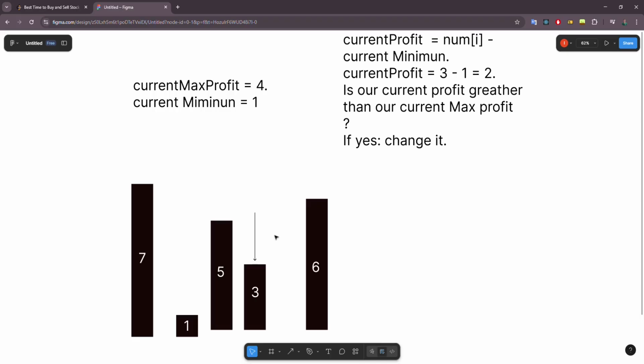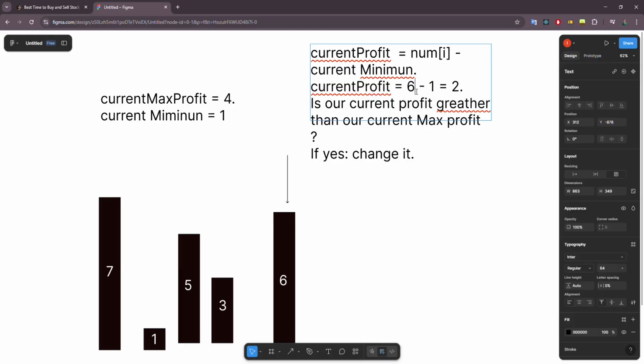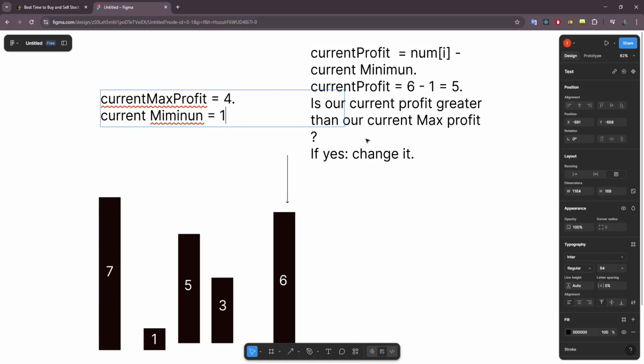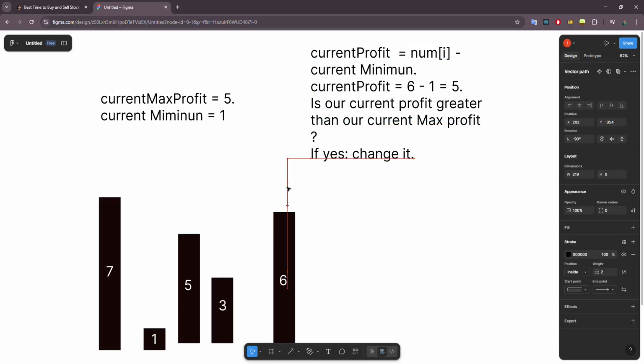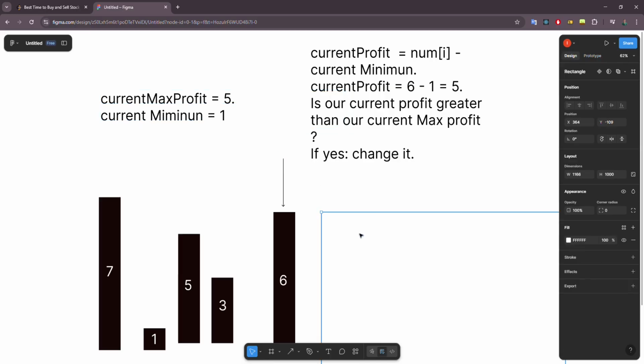Now we have the number 6. Okay, let's do the formula. 6 minus the current minimum, 1, equals 5. Is our current profit greater than our current max profit? Yes, so let's change it. And is the num here lower than our current minimum? No, so let's not do anything here.